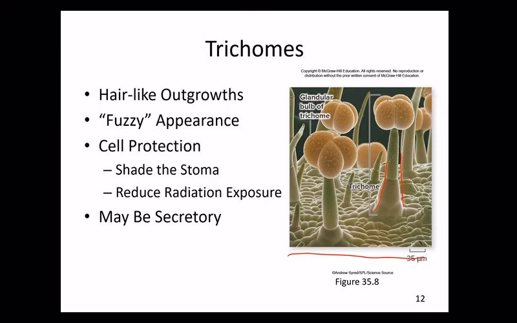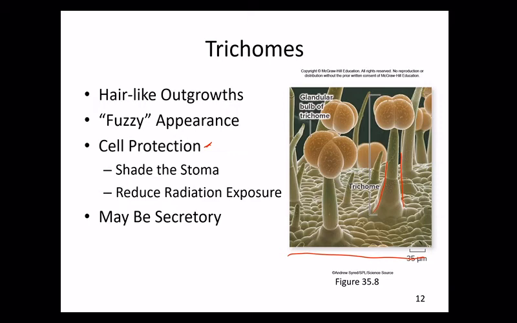And these are going to have two different functions depending on the type of plant and the type of appearance. The first function is cell protection. The fuzziness on the surface can actually shade the surface of the leaves and reduce exposure to sunlight, reduce heat on the leaf. So the leaf itself has sort of a protection in that way.